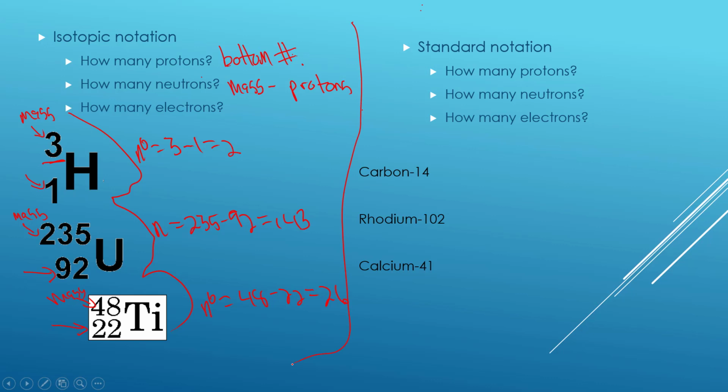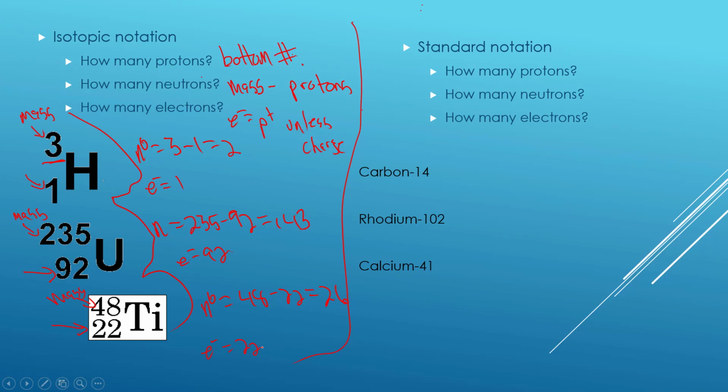How many electrons? Electrons equal protons unless there's a charge. We'll do the charges a little more later. So if there's 1 proton, electrons equals 1. Electrons equals 92. Electrons equals 20.